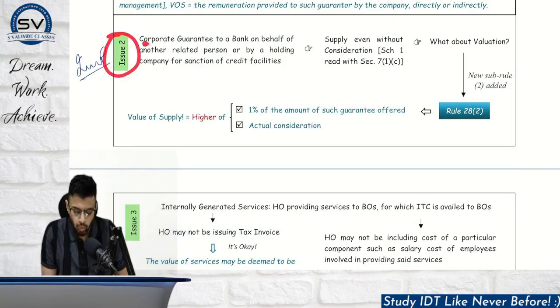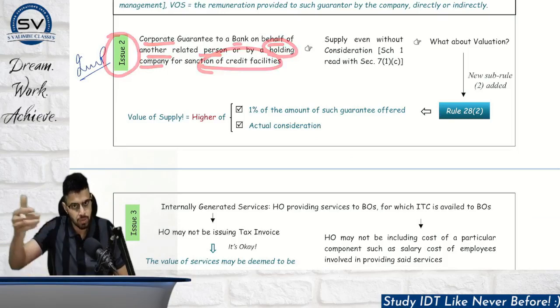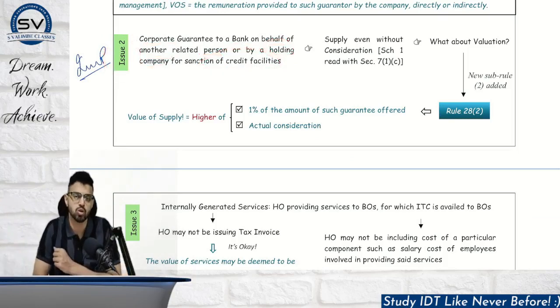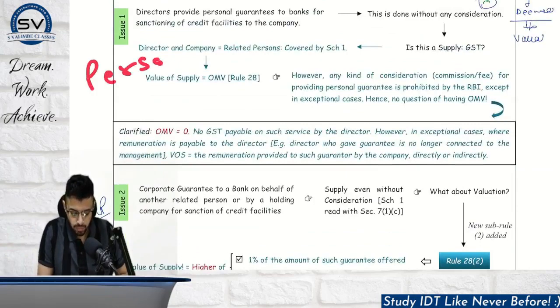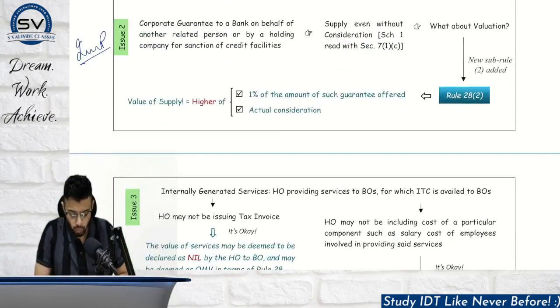Issue number 2: corporate guarantee to a bank on behalf of another related person, or by a holding company with respect to credit facilities to a subsidiary. So basically the above case was with respect to personal guarantees. The below case is with respect to corporate guarantee. When a corporate guarantee is given between distinct persons, it will be a part of Schedule number 1.